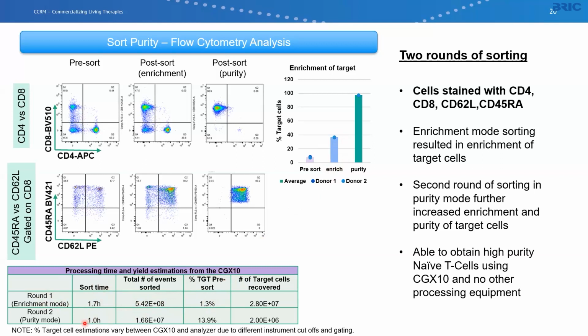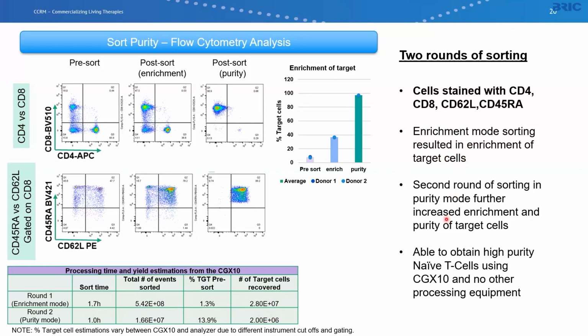In the second round, in the purity mode, we sorted for 1 hour. The speed doesn't need to be that high because we have already enriched, and we recovered 2 million cells in total from the overall process. So enrichment mode resulted in enrichment of target cells as expected, and the second round of sorting then brings the final purity to the same level that we've seen earlier without using any Clinimax step.